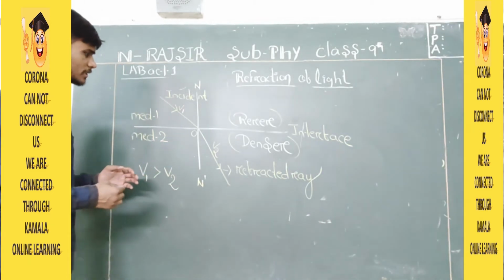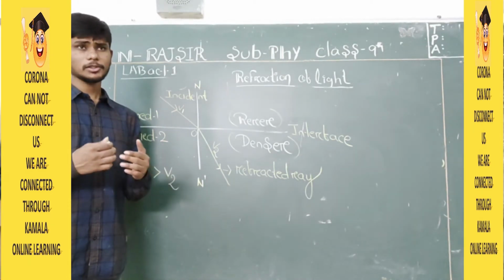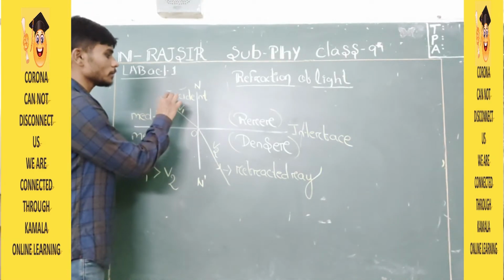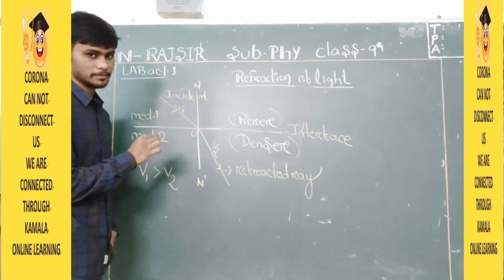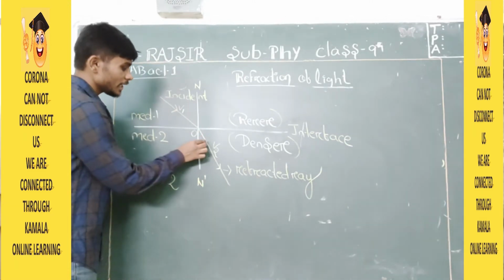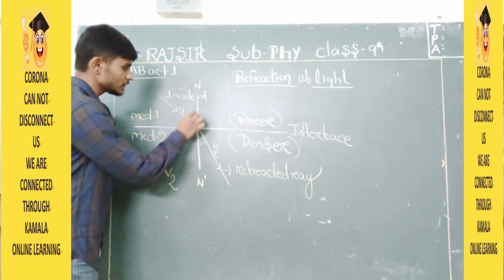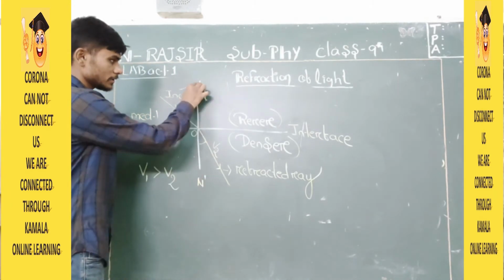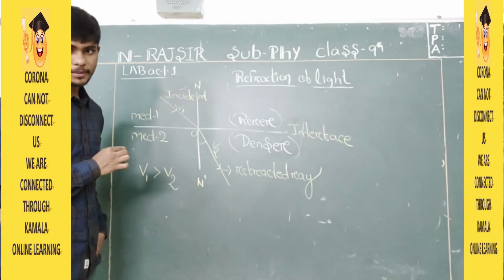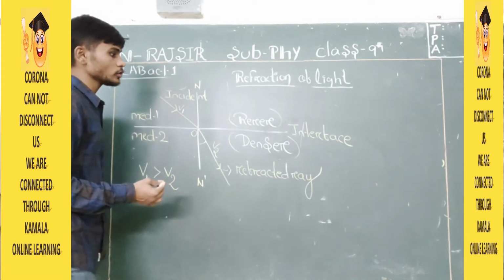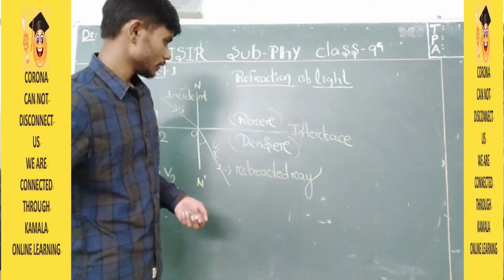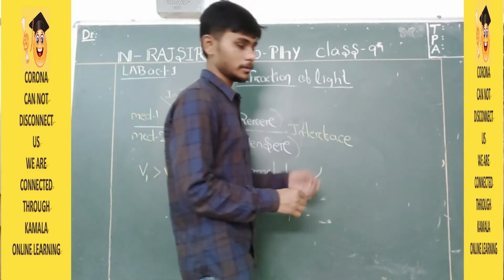Now the question is, what should you get from here? Whenever light travels from a rarer medium to a denser medium, it will come closer to the normal. This is your normal, n and n dash. The ray of light will come closer to the normal. But when light goes from, let me draw another diagram. Look here.